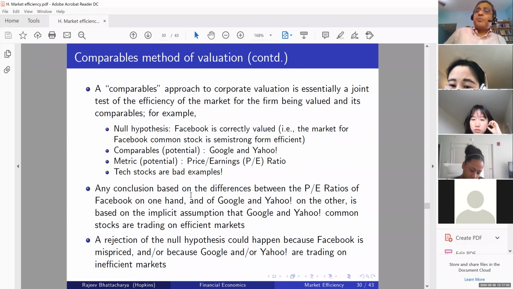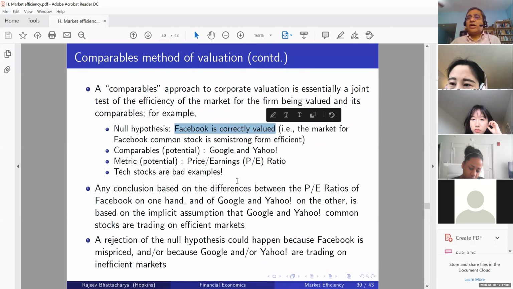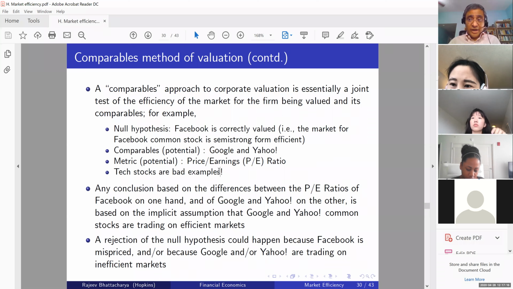So what is a comparables approach? Say you're trying to measure the valuation of Facebook. What is the valuation of Facebook? You're trying to figure out what price it should be IPO'd at, what price one should pay for it, all of these questions. And you say, well, Google and Yahoo are comparable securities. Then what is the metric that you're going to use?